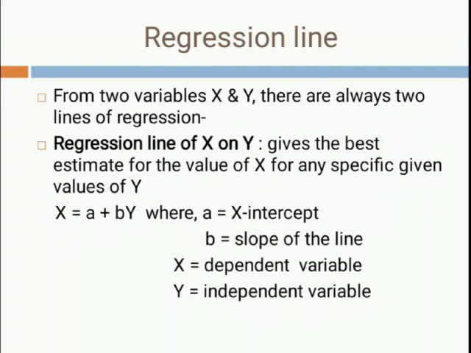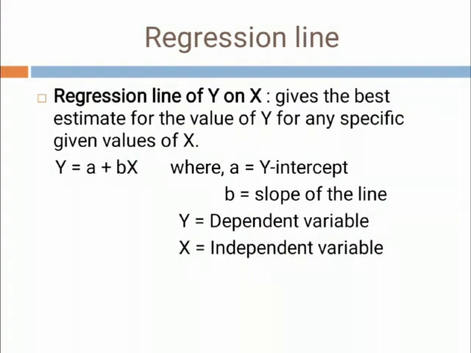There always exist two regression lines, x and y. The regression line of x on y gives the best estimate for the value of x for any specific given value of y: x = a + by. Similarly, the regression line of y on x, where a is the y-intercept, b is the slope of the line, the dependent variable is y and the independent variable is x, has the equation y = a + bx.